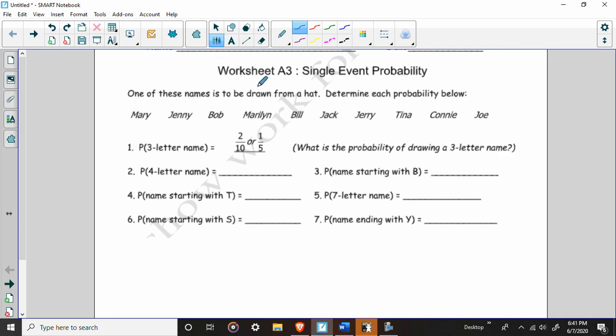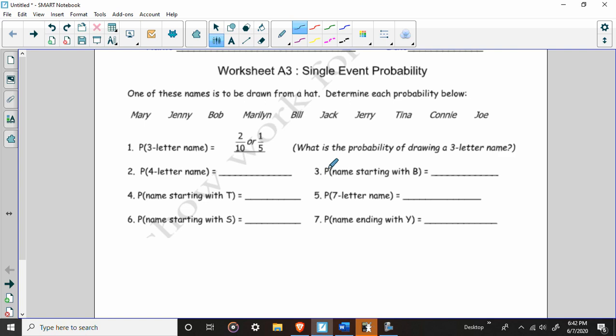So, single event probability. One of these names is to be drawn from a hat. Determine each probability below. So if you notice, first of all, there's 1, 2, 3, 4, 5, 6, 7, 8, 9, 10 names. So we have 10 names. We're putting them all in a hat. We're going to draw one without looking. So what's the probability of pulling a certain example? So we're going to do the odd ones.